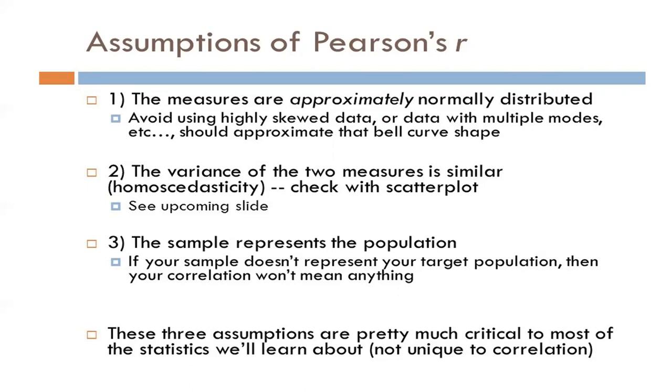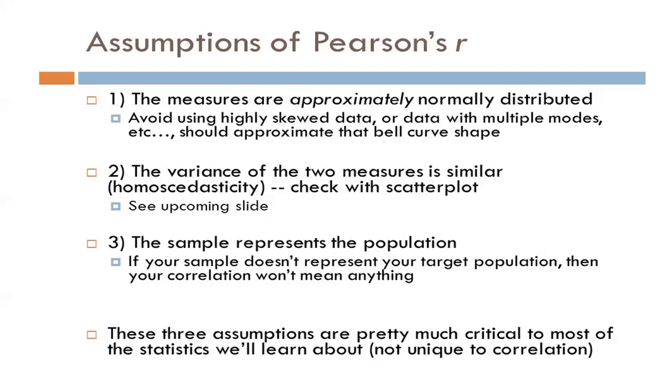Point 2: the variance of the two measures should be homogeneous, or homoscedasticity. Check with the scatter plot. Whether the variance of the two measures is similar or not can be checked with the scatter plot. Point 3: the sample represents the population. The sample should represent the population, then only will the correlation between the variables exist. If your sample doesn't represent your target population, then your correlation won't mean anything. Because statistics is the study where your sample should represent your population.